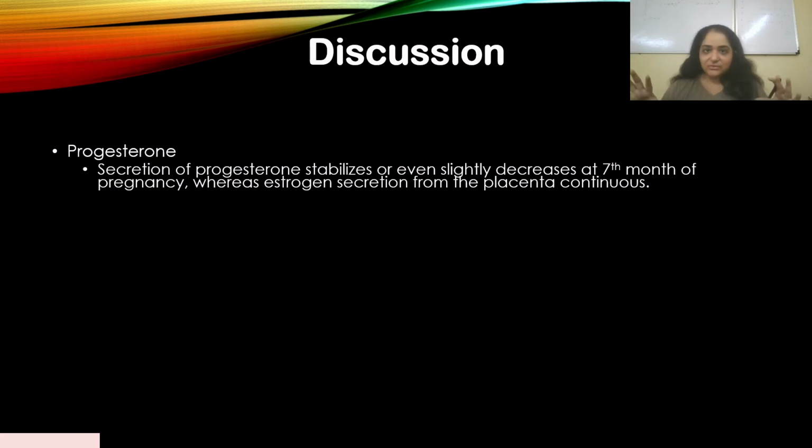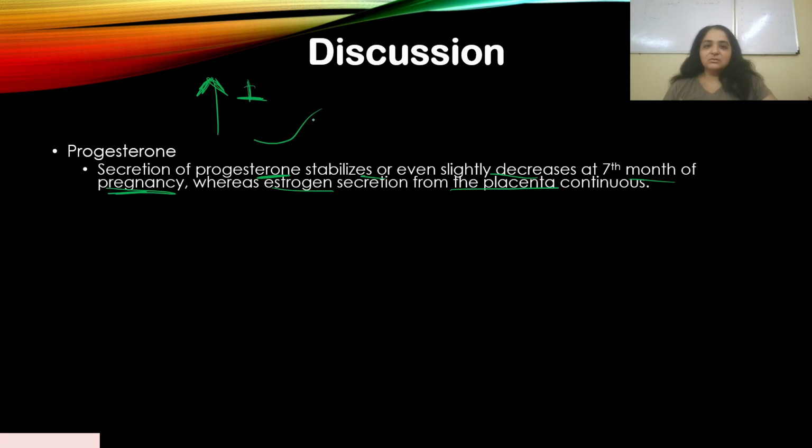It's going to remove the fetus out. Okay, so progesterone levels begin to drop. The secretion of progesterone stabilizes or even slightly decreases at the 7th month of pregnancy, whereas estrogen secretion from the placenta is continuous. So you see, placental estrogen is continuously increasing, but progesterone decreases or becomes almost stable, right?